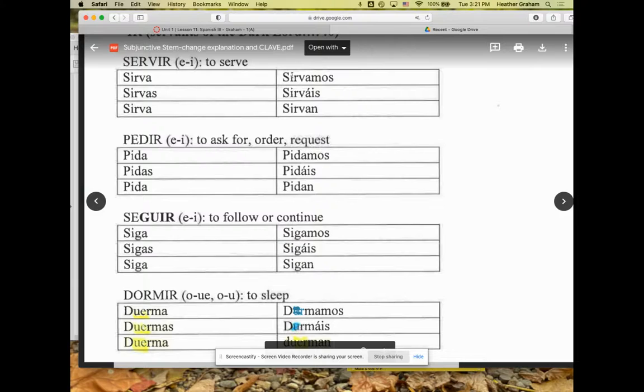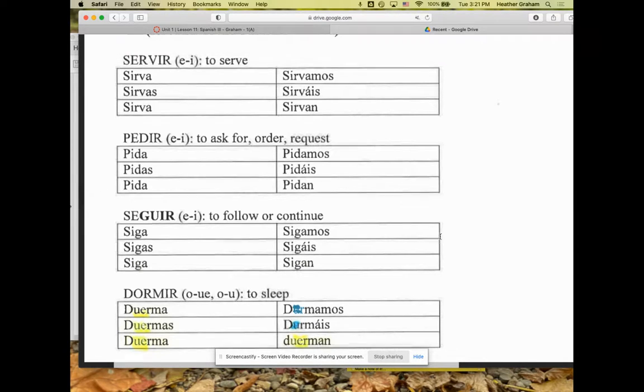Notice that the E changes to an I in every single form. Sirva, an opposite ending of an IR, is an A. Sirva, sirvas, sirva, sirvamos, sirváis, sirvan. Pedir changes E to I in all forms. And seguir changes E to I in all forms, both inside and outside the boot.